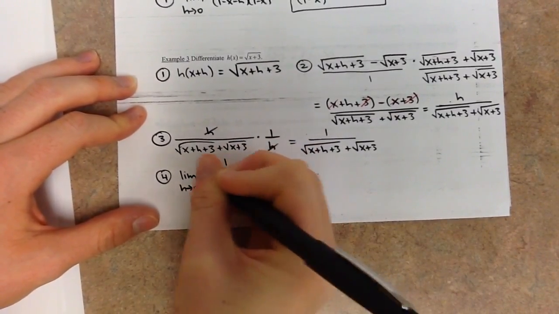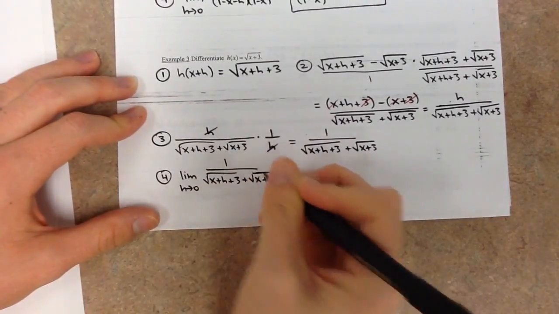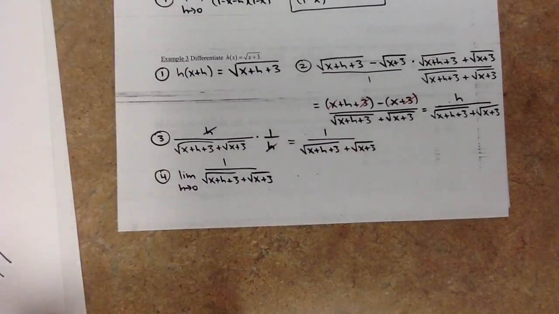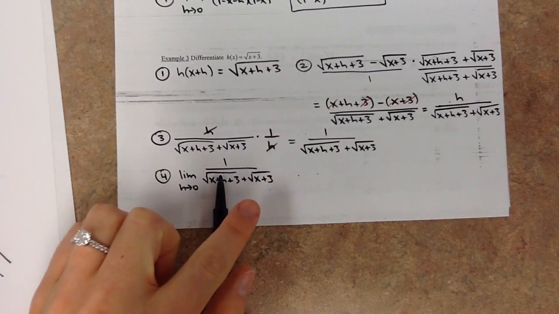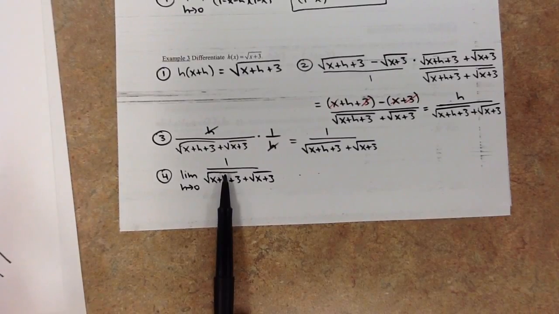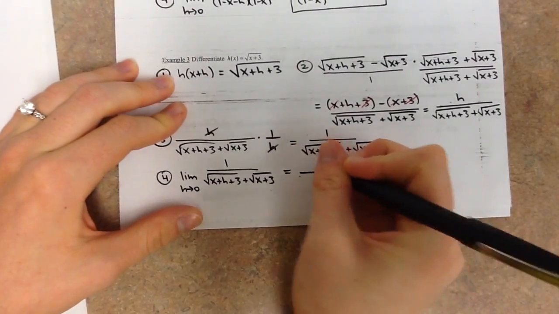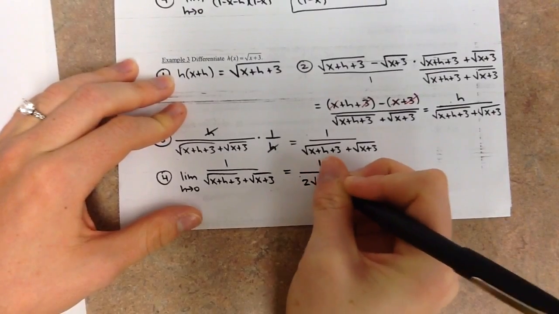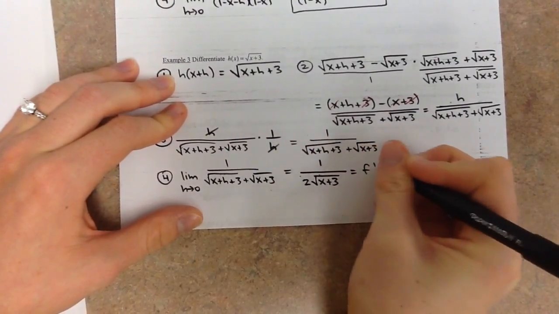Thank goodness, this is the last time I have to write this expression down. So you'll notice something very similar to what we just did in the one up above. When this h cancels, these two terms are exactly the same. The one up above, they were multiplied. This one, they're added. So when I have root x plus 3 plus root x plus 3, that means I have 2 of them. So I have 2 root x plus 3 in the denominator. And that is my derivative, f prime.